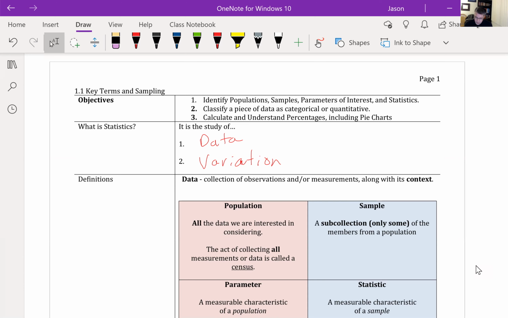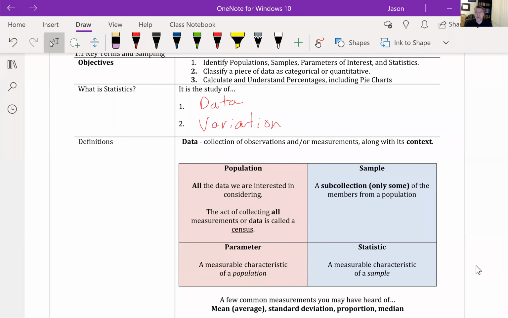Okay, a parameter is a characteristic about the population, like how much is in the population, and a statistic is a measure of the sample, like how many items are in the sample. It's like a subset of the population.